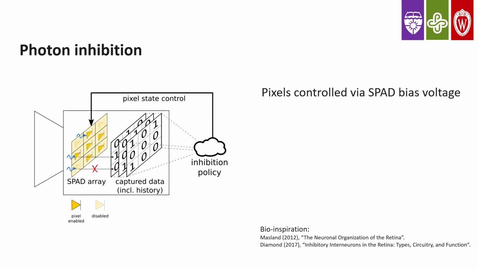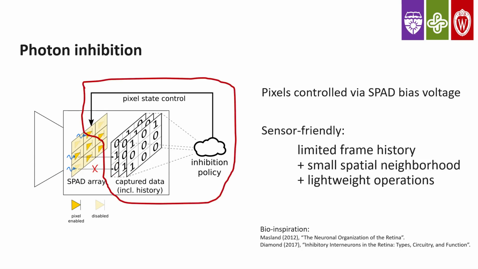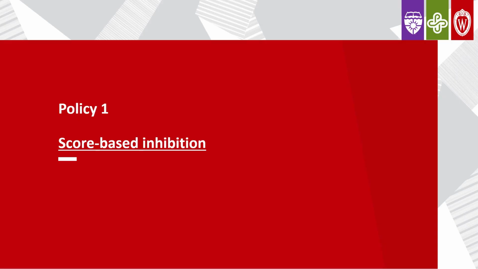We explore computational approaches to control individual SPAD pixels electronically. This is done by setting the SPAD's bias voltage. When a pixel is disabled, photon avalanches are not triggered, and so their energy cost is eliminated. Inspired by similar mechanisms in the human visual system, we call this photon inhibition. We design lightweight operations called inhibition policies that update the pixel state on the fly, based on a local and short history of previous frames.